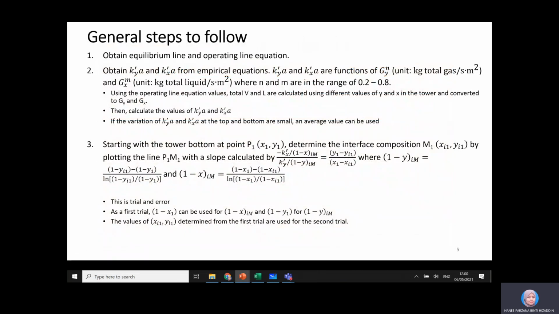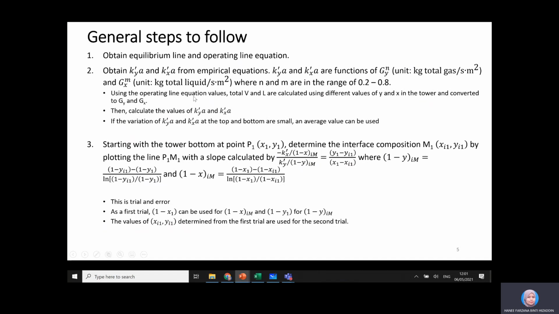Right, so the general steps to follow when we are dealing with concentrated mixtures, it's not as simple as dilute mixtures. First step is to obtain the equilibrium line and operating line equation. Then after we get those, we can obtain the KYa and KXa from empirical equations. These are functions of Gy and Gx to the power of n or m. The values of n and m here, the powers of these Gx and Gy, are in the range of 0.2 to 0.8, depending on the empirical equations that you are using.